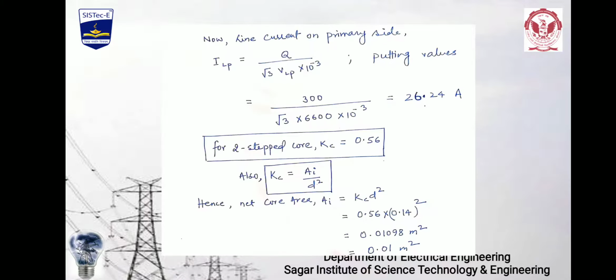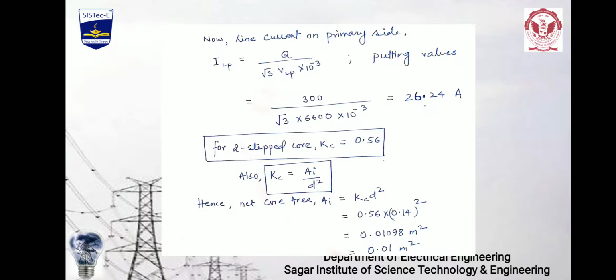Now, line current on primary side ILP is equal to Q upon root 3 VLP into 10 raised to power minus 3 from the previous equation. Now putting the values, 300 upon root 3 into 6600 into 10 raised to power minus 3, which is coming to be 26.24 ampere. For 2-stepped core, Kc is equal to 0.56.